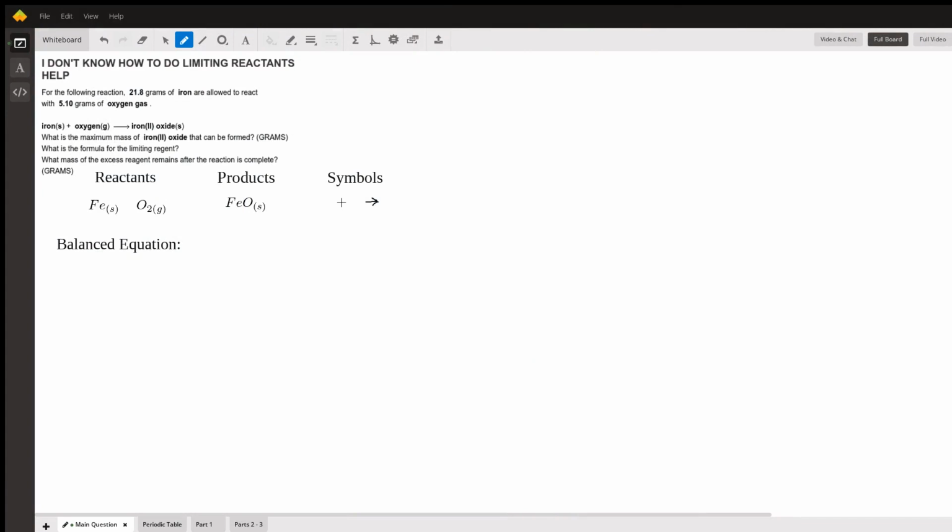Today we're going to be going over a limiting reactant or limiting reagent problem. So let's go ahead and start off by reading it out. For the following reaction, we have 21.8 grams of iron being allowed to react with 5.10 grams of oxygen gas.